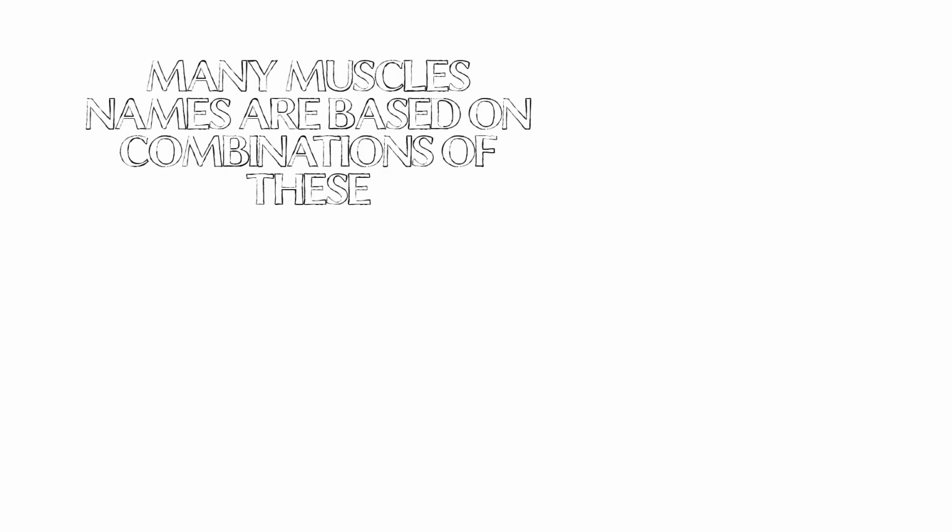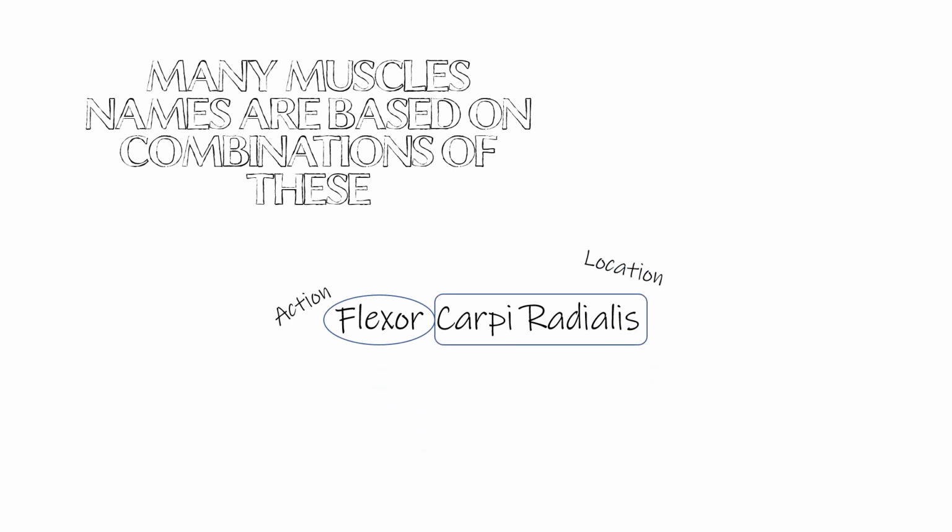Now, a lot of muscles are named on combinations. I've already pointed out some, but I'm going to do another quick one here. Flexor carpi radialis. I'll give you a second. What do you think flexor carpi radialis does and where is it located? Any ideas? Let's look at it. So flexor is telling you the action. Carpi radialis is telling you location. Think about it a little bit more. What do you think this does and where do you think it's located?